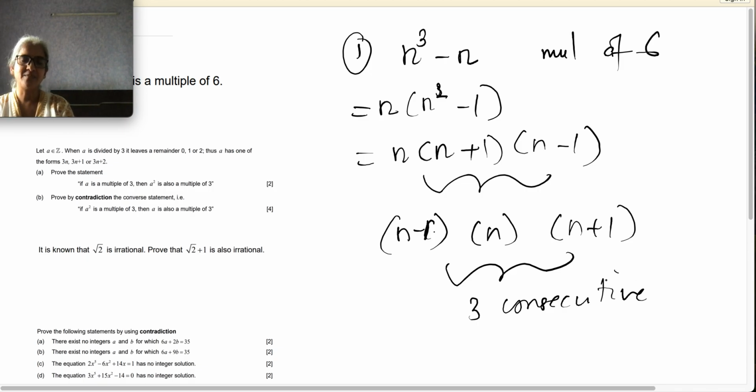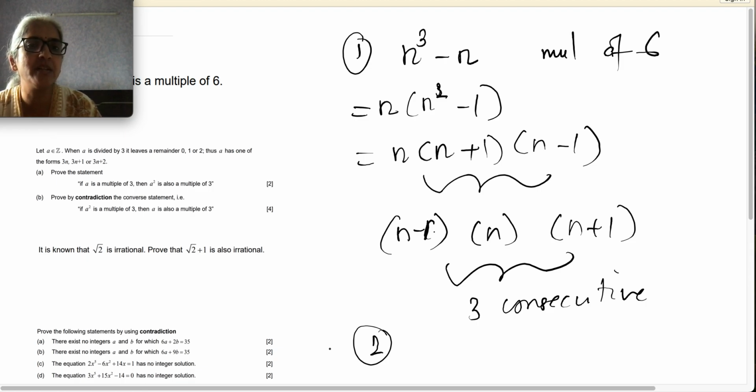In that case, definitely one of them will be an even number, a multiple of 2, and another will be a multiple of 3. So out of the 3, one of them will definitely be a multiple of 3. One of them is a multiple of 2, so surely it must be a multiple of 6. So just by factorizing and rewriting it, I could prove that n cube minus n is a multiple of 6. This is a proof, again a deductive proof, because I used my knowledge that the product of 3 consecutive numbers is divisible by 6, correct?